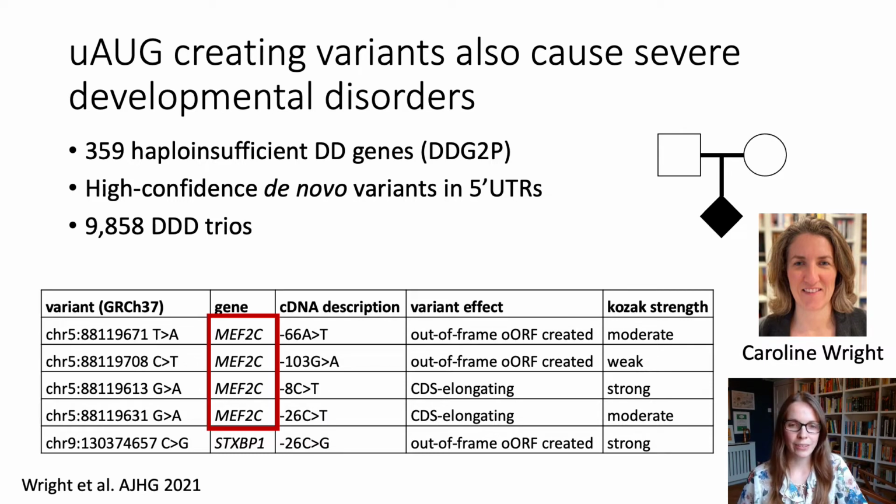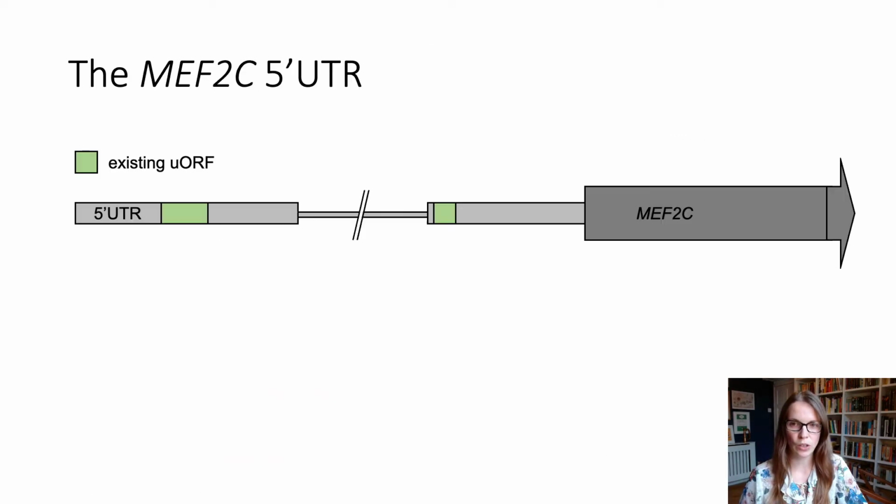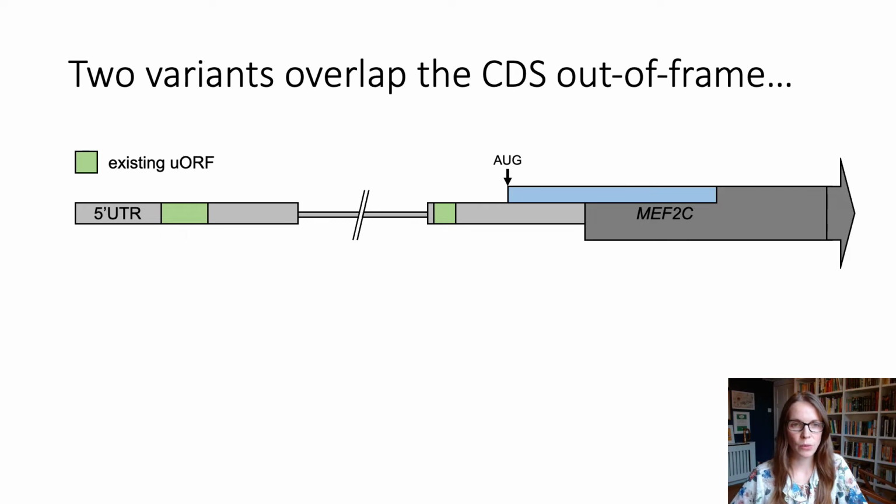So what effects are these having? There's actually 2 different effects that these variants are having, and I'm going to briefly explain those now. In order to look at this, we need to look at the structure of the existing 5' UTR of MEF2C. So this UTR has 2 exons and 2 existing uORFs shown here in green. 2 of these variants that we found in the DDD cohort create an upstream AUG that creates one of these overlapping out-of-frame uORFs, which I hope I've convinced you by now can be deleterious and cause disease.